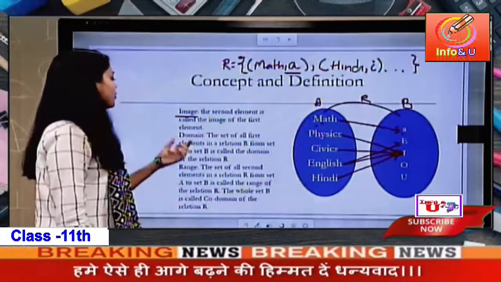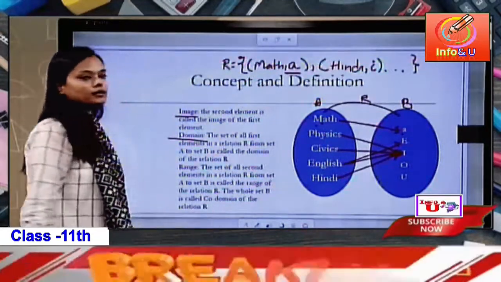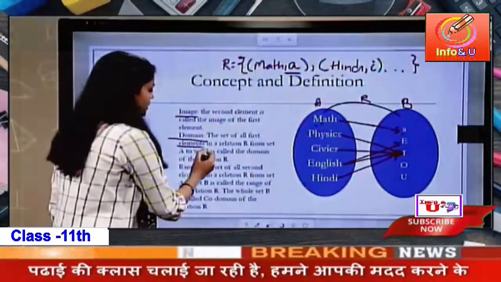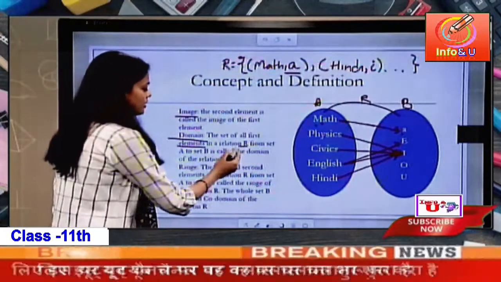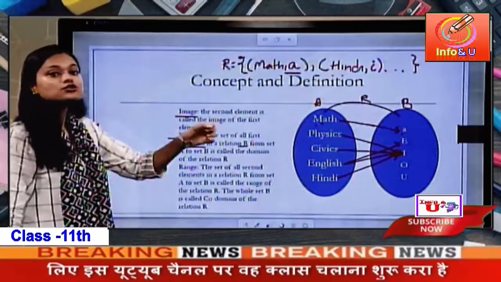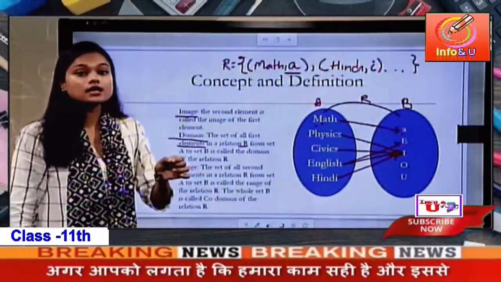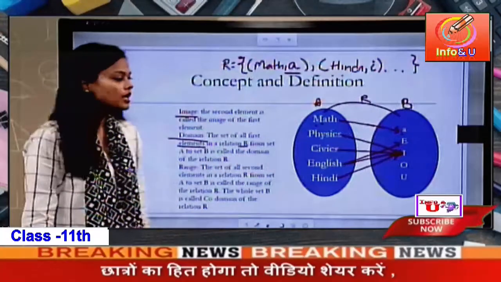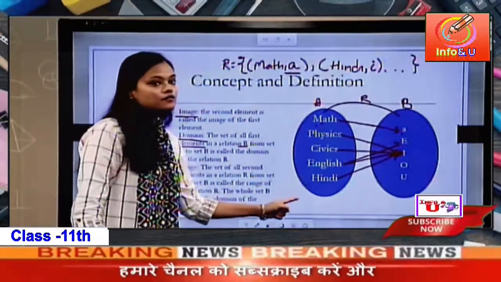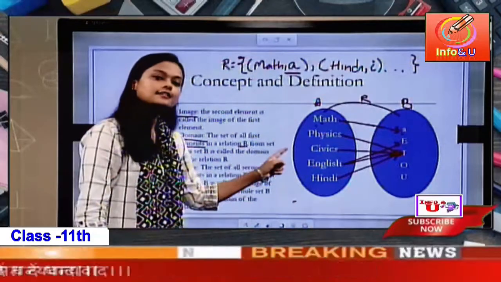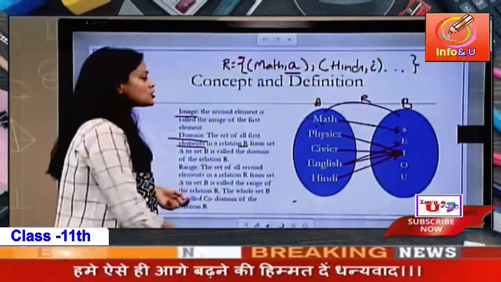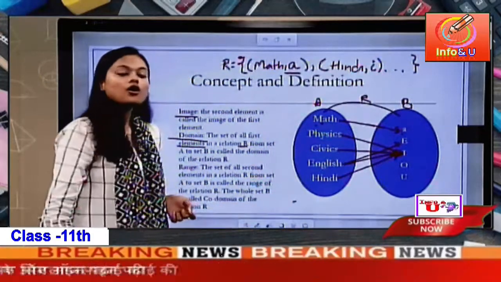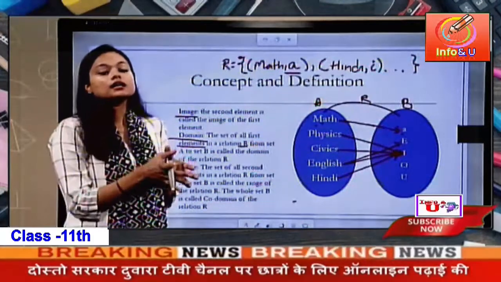Okay. Now, the next term, domain. Domain is the set of all those points, or we can say elements, in the relation R from the set A to B. That means those who are having image in the set B. And how many elements are there which are having image? In the set A, all the elements. So, math, physics, civics, English, Hindi, all elements are coming in the domain.